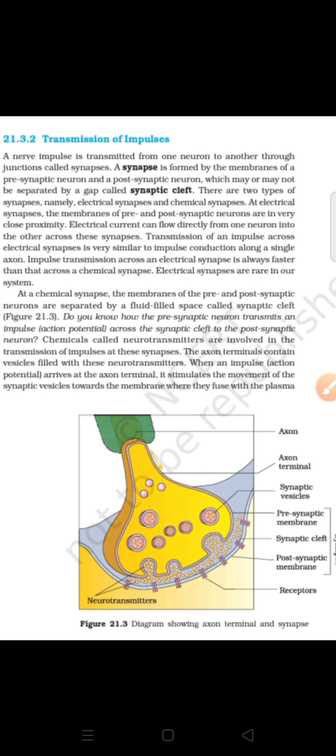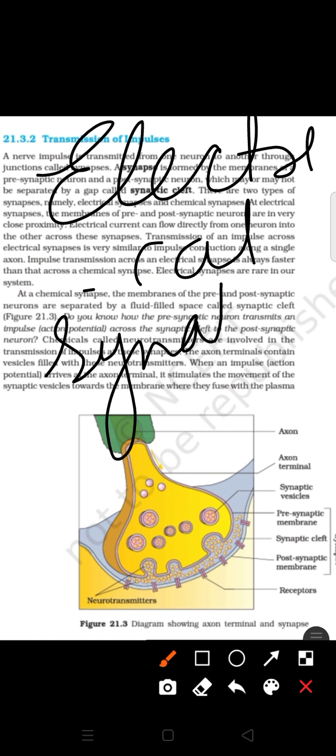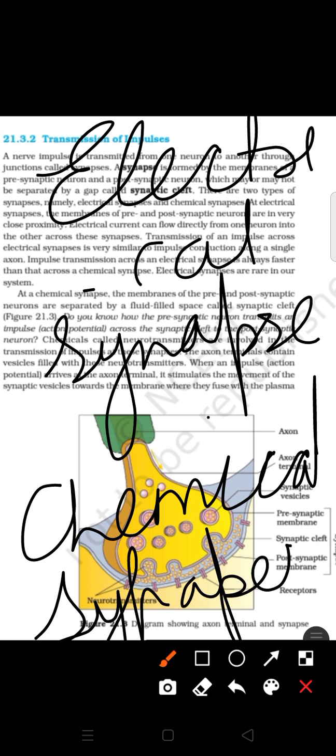Okay, so I hope that process is clear. For this you have to understand two types of synapse. Okay, first synapse is known as the electrical synapse. Okay, and the next one is known as the chemical synapse. Okay, what is the electrical synapse?